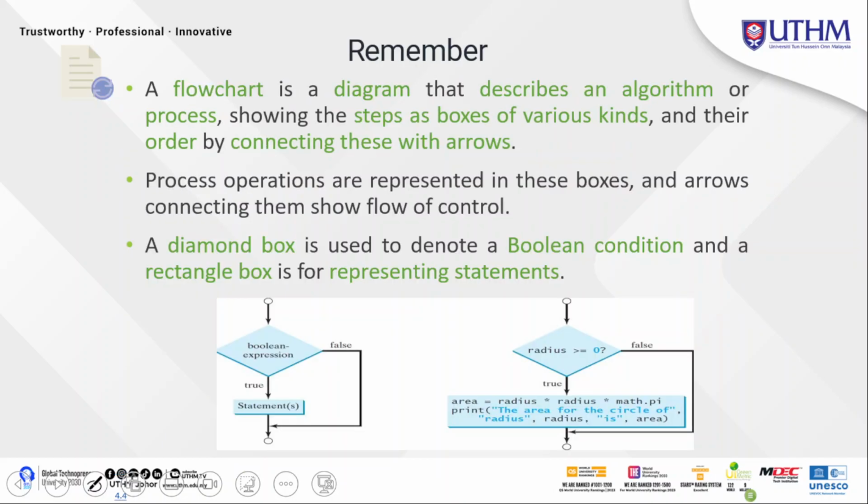Okay, remember when it comes to a flowchart, it's a diagram that describes an algorithm or process, showing the steps as boxes of various kinds and their order by connecting these with arrows. I think during the first chapter, I covered how to draw the basic flowchart, right? With the start, input, process, output, and the end of the process. So process operations are represented in these boxes and arrows connected to them to show flow of control. Usually, this one is known as process, a square bracket or rectangle. This one is the condition. Condition will be a diamond box.